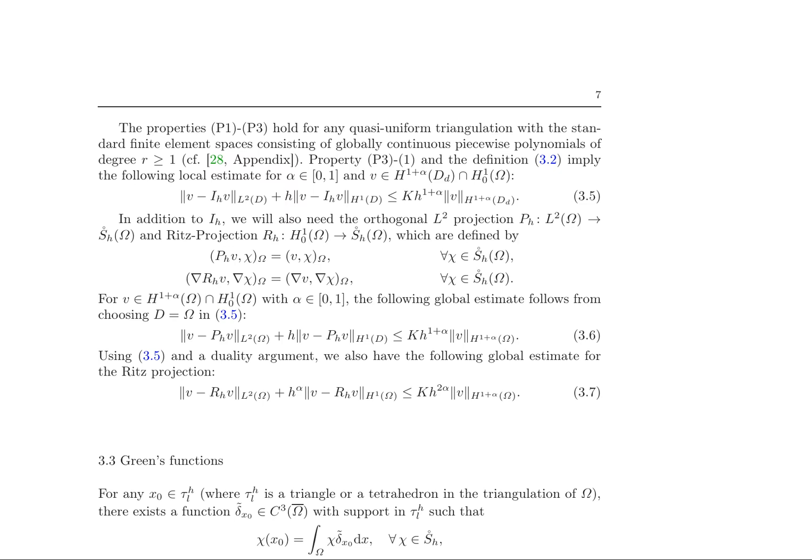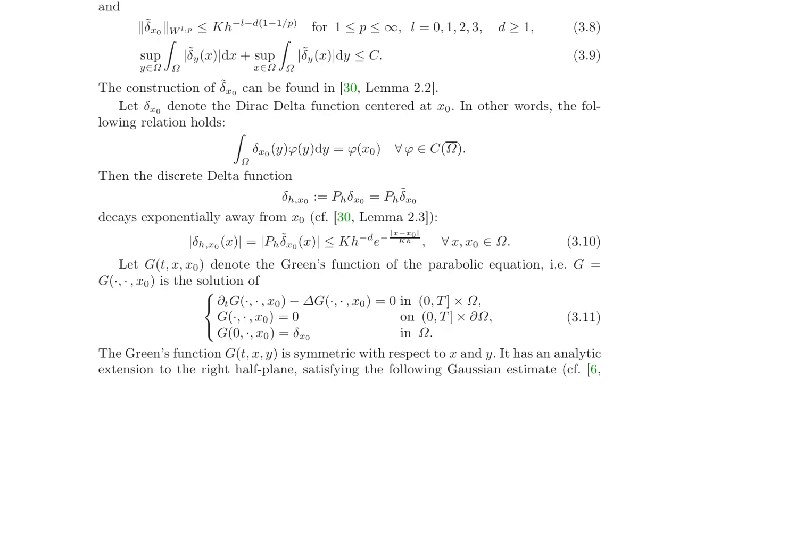Furthermore, the paper introduces the concept of Green's functions for parabolic equations and their discrete counterparts. The discrete delta function δ_{h,x0} is shown to decay exponentially away from its center x0, which is an important property in numerical analysis. The Gaussian estimate for the Green's function G(t,x,y) is also mentioned, indicating its symmetry and analytic extension to the right half-plane. These results are significant because they provide a solid foundation for the development of numerical methods for solving partial differential equations, particularly in the context of finite element methods and their applications in various fields such as engineering, physics, and computer science.